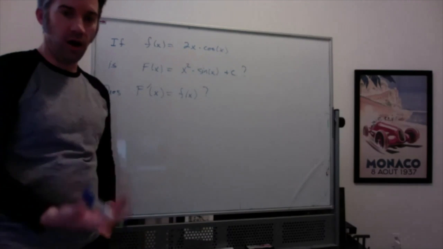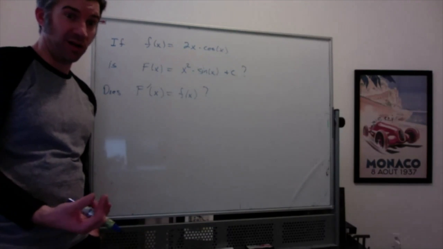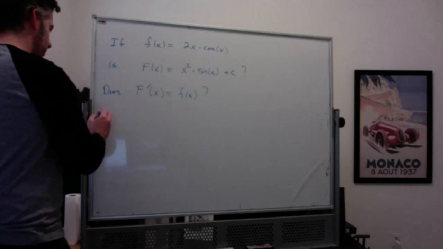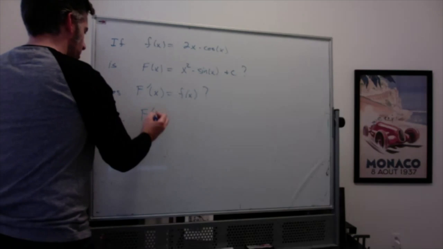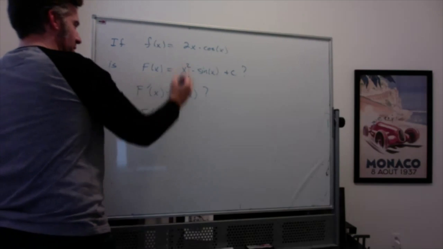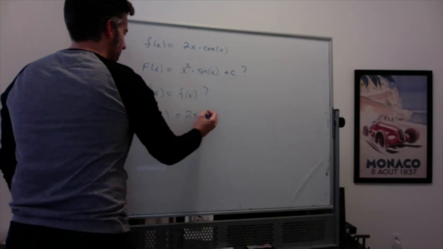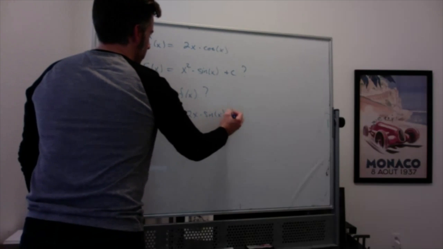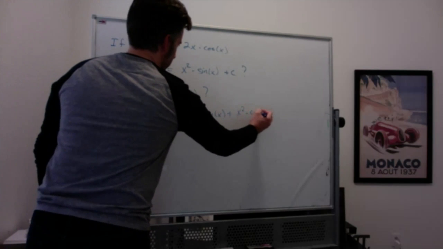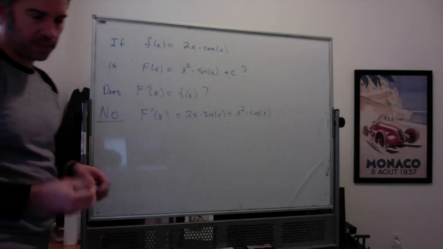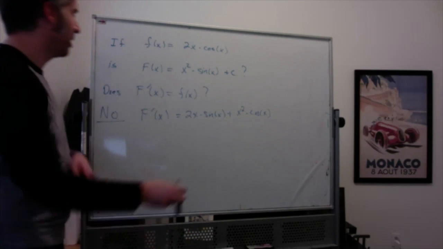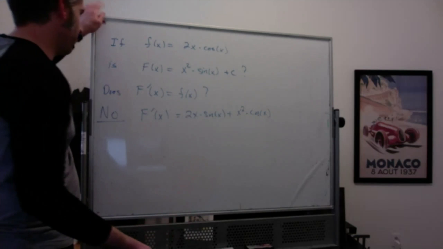Definitely not, because of the product rule, right? So the answer is for sure no. The derivative of this is going to be 2x times sine of x plus x squared times cosine of x.